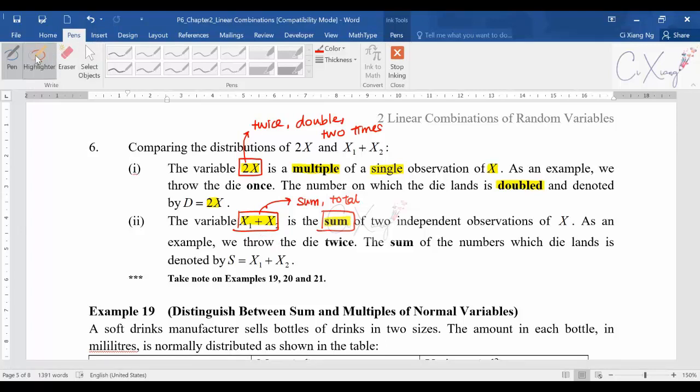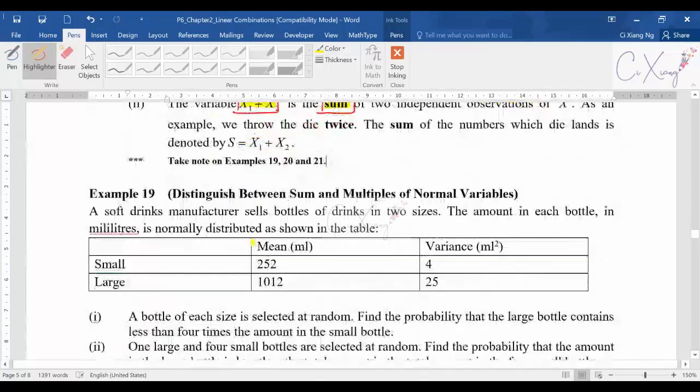We have 3 examples here: 19, 20, and also 21. For example 19, I will discuss it with you because it covers both cases. Then for examples 20 and 21, maybe you can try yourself later. So let's look at example 19 first.